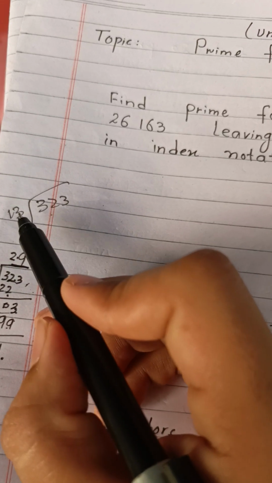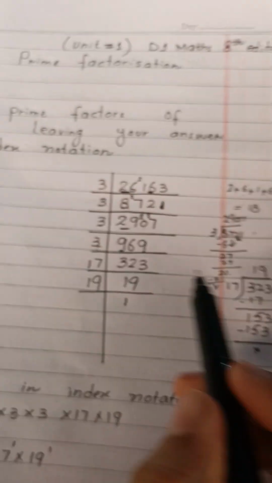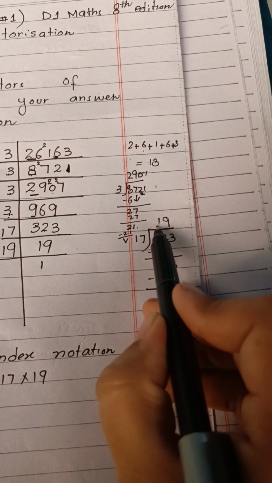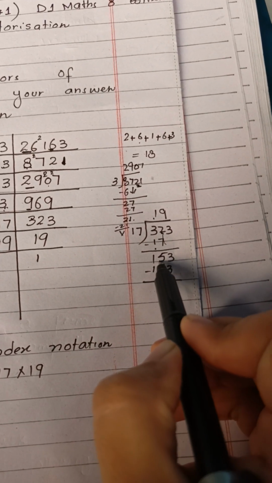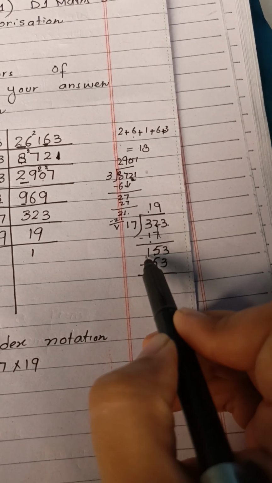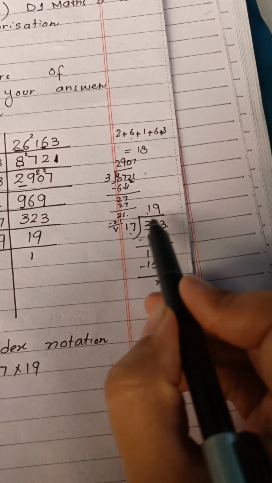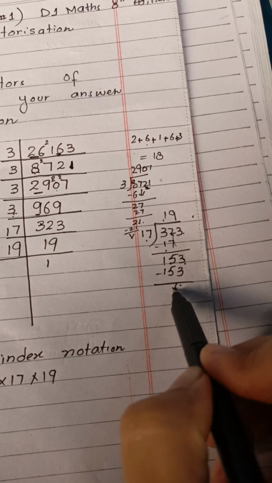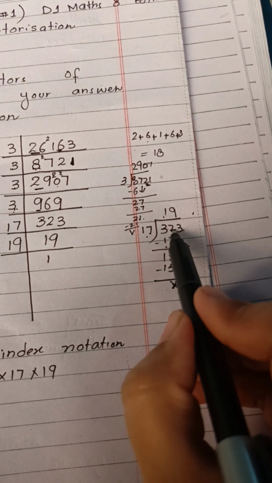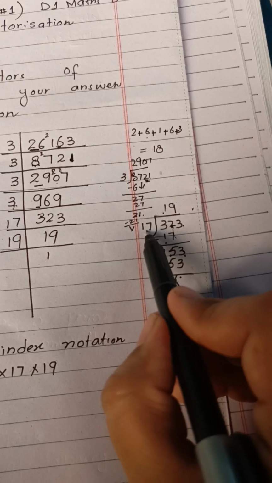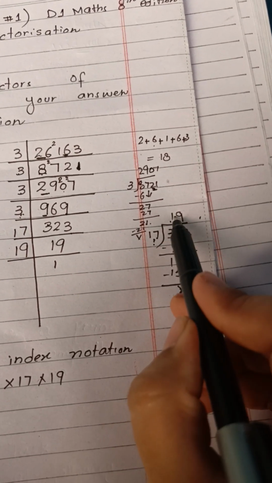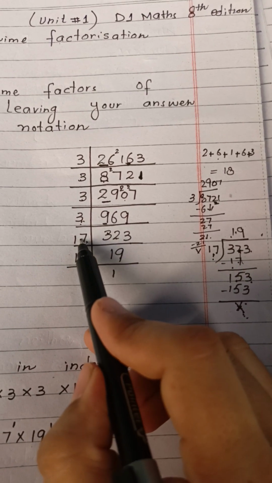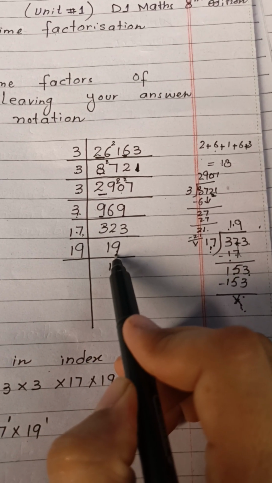After 13, the next prime number is 17. So you can see, when I divide 323 by 17, 17 1 times 17 and the remainder is 15. This 3 will come down. Now it is 153. 17 9 times 153. And the remainder is 0. Whenever you get 0 remainder, it means this number is completely divisible by this number. So 17 19 times 323. 17 19 times.